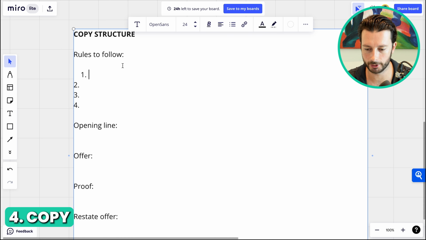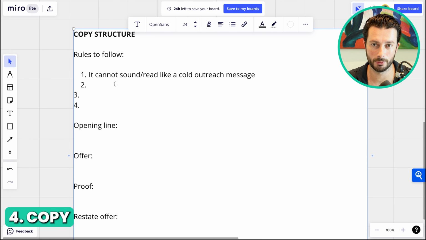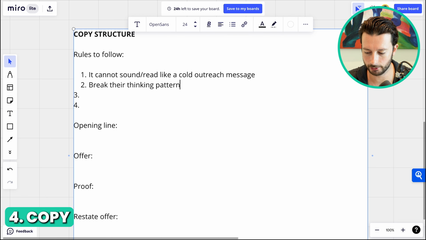Rule number 1, when it comes to writing copy, is it cannot sound or read like a cold outreach message, because then it's just not going to work very well. So you've got to make it seem like you know this person and that they're your best mate and you're reaching out to them just as you would anybody else. We want to break their thinking pattern. So the worst thing that you can do is send a cold email, or the worst thing that can happen.